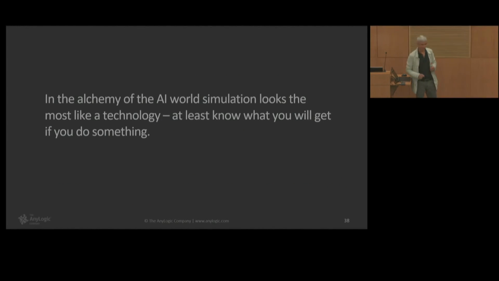Okay, and what I can say is that AI at the moment is not science, it's like alchemy, right? So people try things, and they might work or might not work. So it's a kind of blind search, right? But the good news is this: in this world, simulation looks more like technology, because there we know that if we do this, this is going to be the result. And if something happens, we can always understand and explain why.